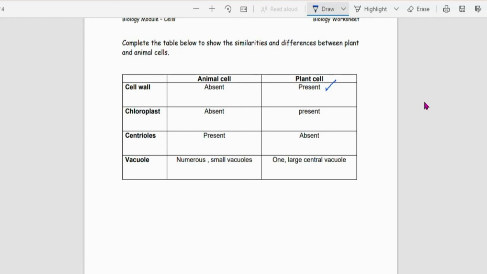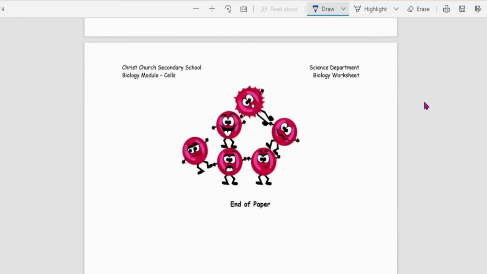Chloroplast, once again, is present in plant cell, but not present in the animal cell, so it's absent. Centrioles, I didn't really introduce it here, but do take note, it's one of the structures that we have in the cell. So animal cells have centrioles, whereas for plant cells, it is not around. In terms of vacuoles, both of them have, but the difference is, for plant cell, it is one large central vacuole, whereas for the animal cell, it's actually numerous small vacuoles. So this is the difference between the plant and animal cell.